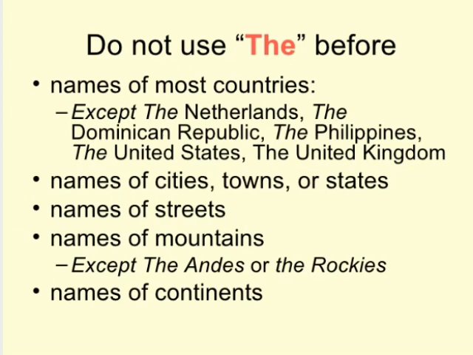Names of mountains, for example, the Rocky Mountains. In this case, these are exceptions. The exceptions are the Andes or the Rockies. If we have any mountain in our country, we don't take the before them, okay? Names of continents. We don't say the Asia, we say Asia. We don't say the America, we say America is a nice continent, okay?